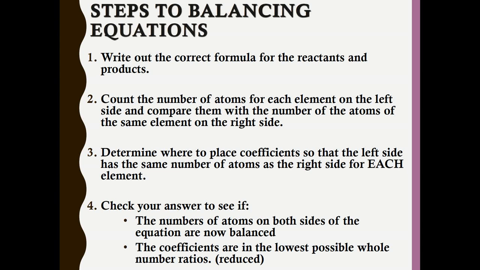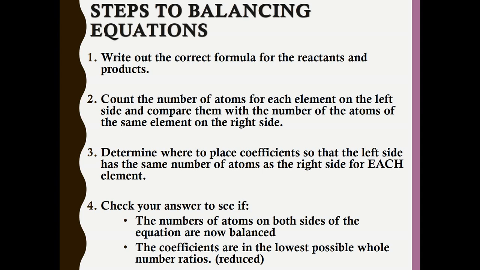Now, the steps to balancing an equation. Step number 1, you have to write out the correct formula of the reactants and the product. The second step is going to be to count the number of atoms for each element on the left side and compare them with the number of atoms of the same element on the right side. Step number 3, determine where to place coefficients so that the left side has the same number of atoms as the right side for each element.